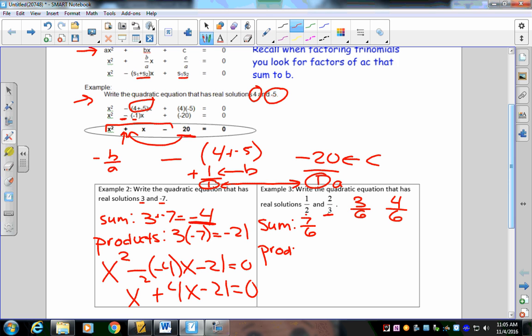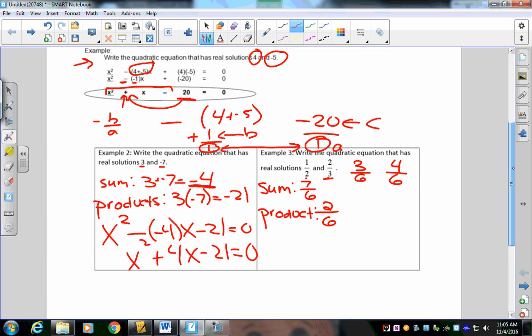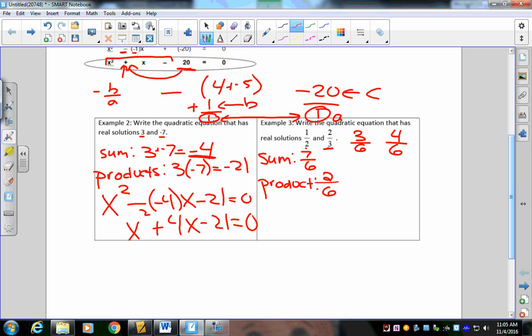The product, when I multiply them together, I multiply my numerators, which gives me 2, and multiply my denominators, which gives me 6. So now when I plug it into my equation, we have x squared minus 7/6 x plus 2 over 6 equals 0. Now let me ask you this. How often do we actually see quadratics that have fractions in them? Not often. I mean, we can have it. Fractions are numbers too. But what we want to do is write this with integral coefficients.